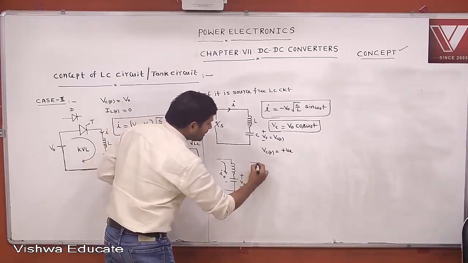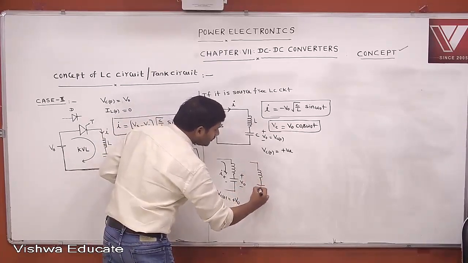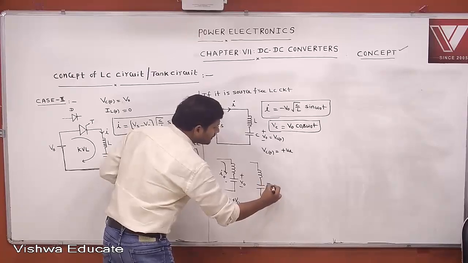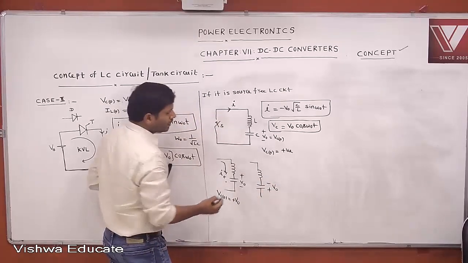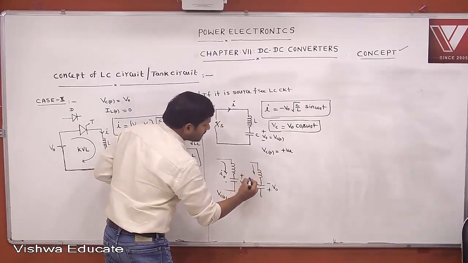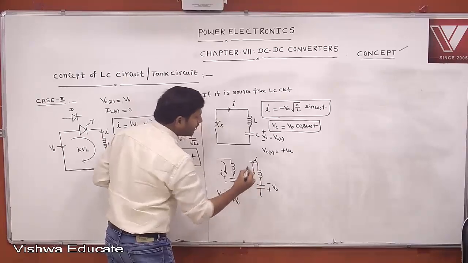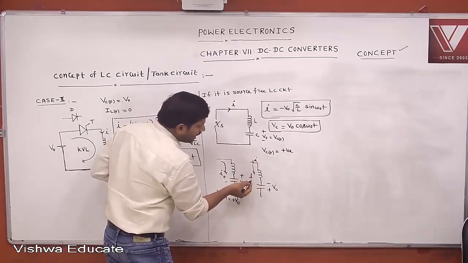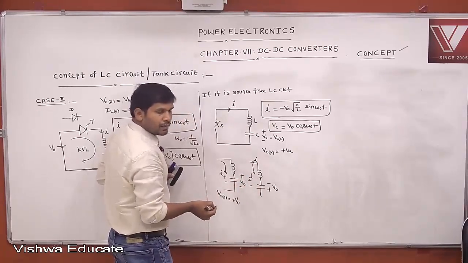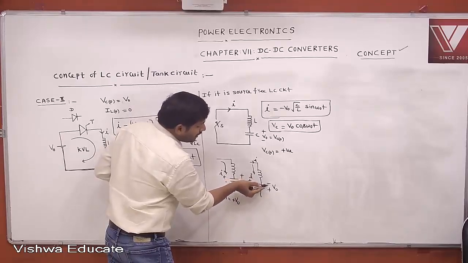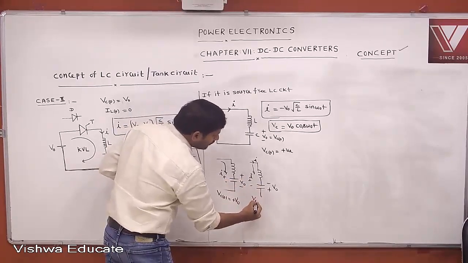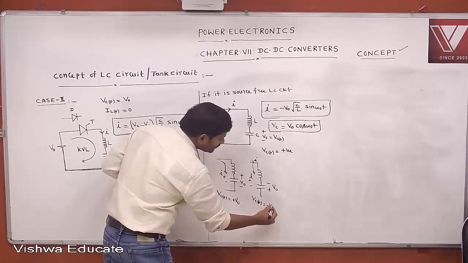For example, if it is given like this, the initial voltage across the capacitor is V0. Then the direction of current is like this. According to the current direction, this is plus minus. But what is this polarity? Minus plus. It is opposite now. Then you take Vc of 0 equal to minus V0.